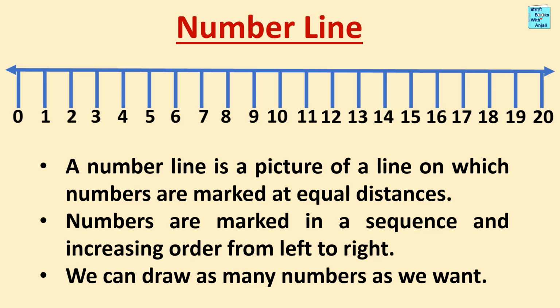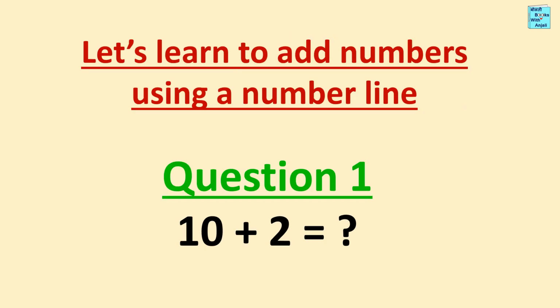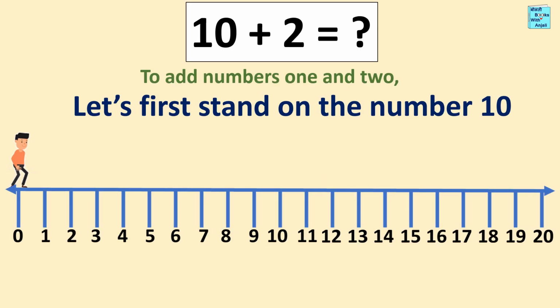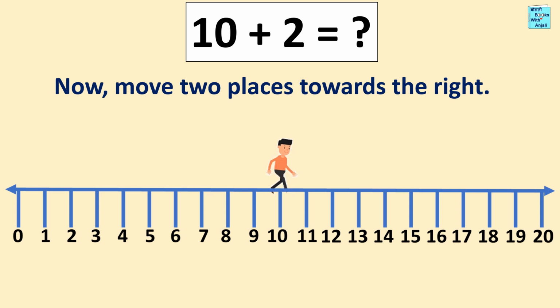Now we will use it for addition. Let's first solve 10 plus 2 is equal to what? And we will use number line. The person has to stand at the first number that we have to add, that is 10. So this person will stand at 10, and then he will jump 2 times.